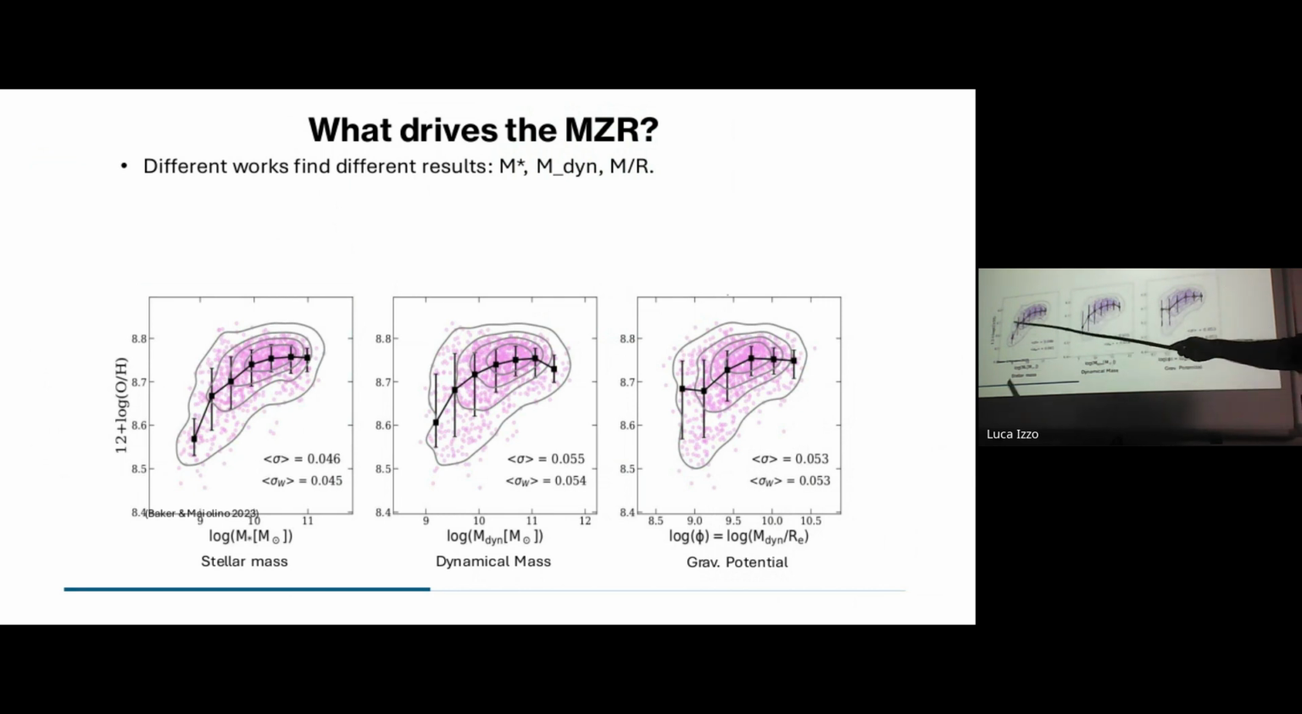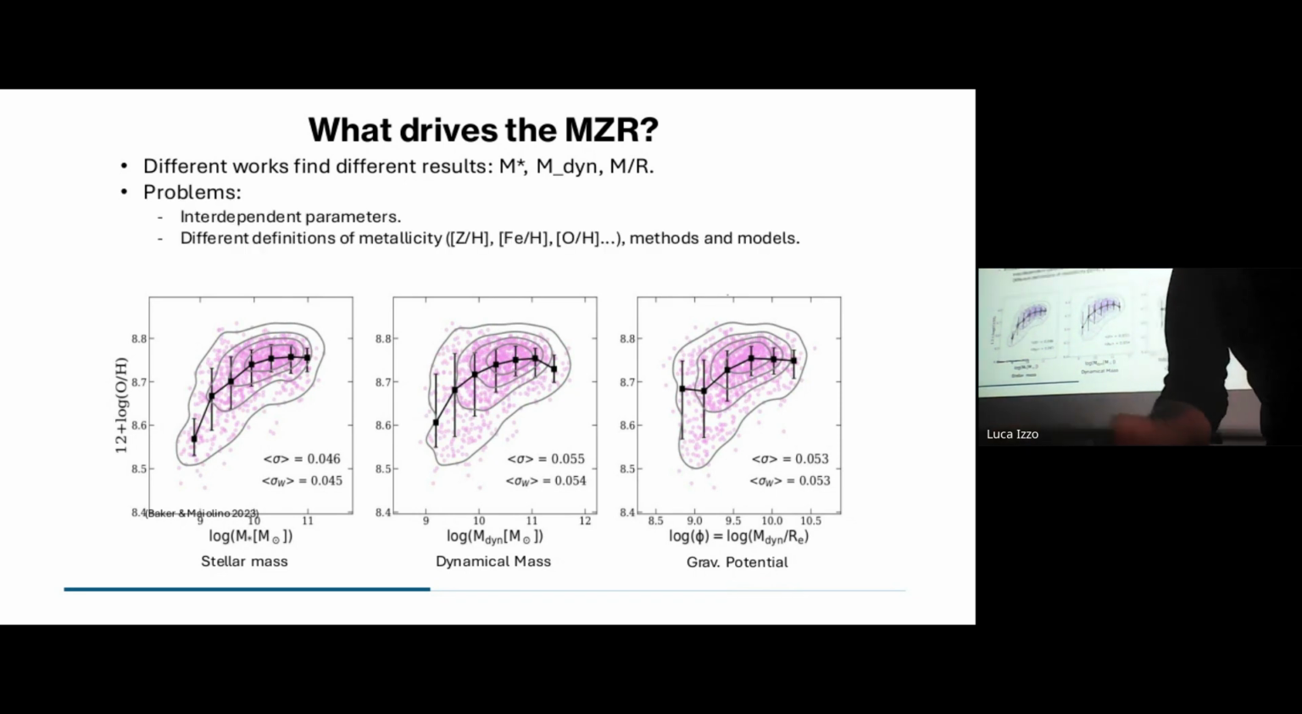Here I'm showing the gas phase metallicity against the stellar mass, dynamical mass, and gravitational potential. And to be honest, different works find different results. Somebody finds better correlation with the stellar mass, others with dynamical mass, or the gravitational potential. And the problems with this are more than one, actually.